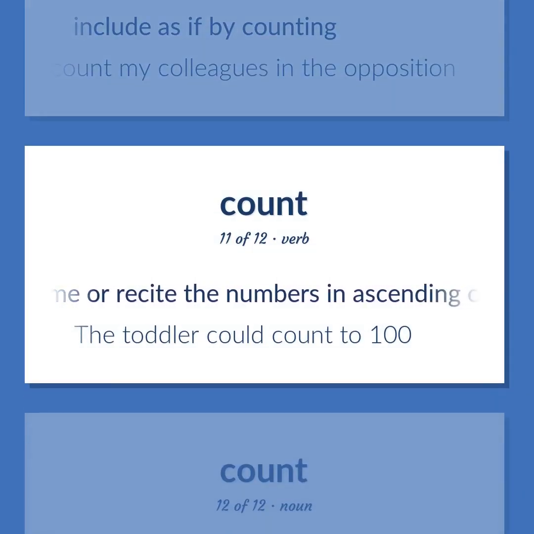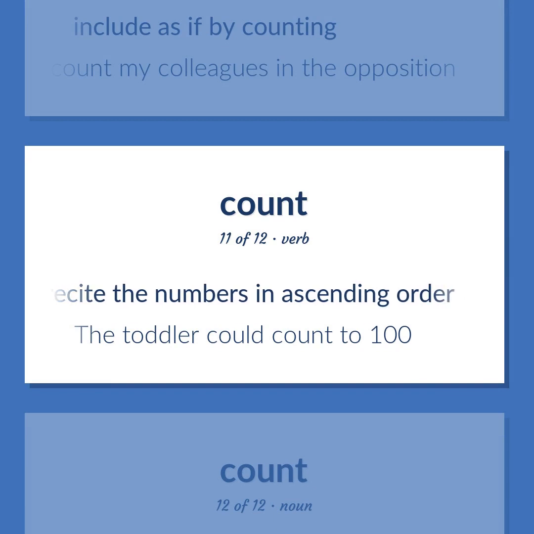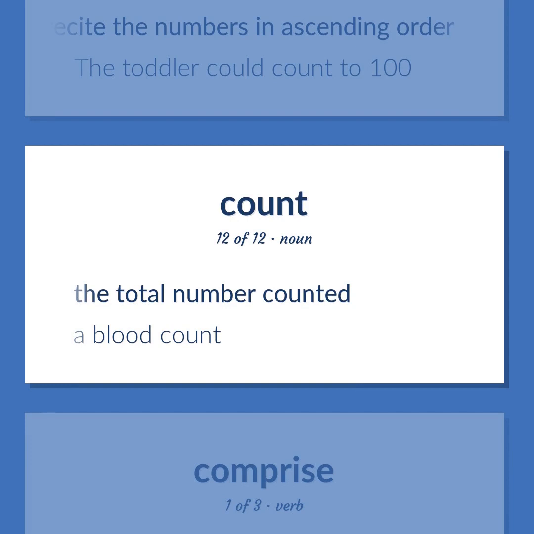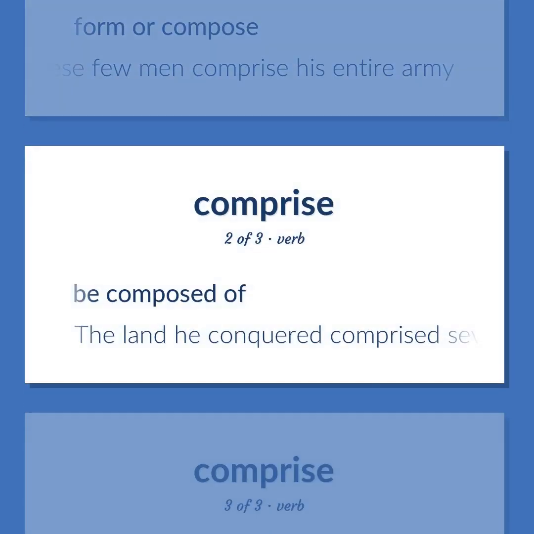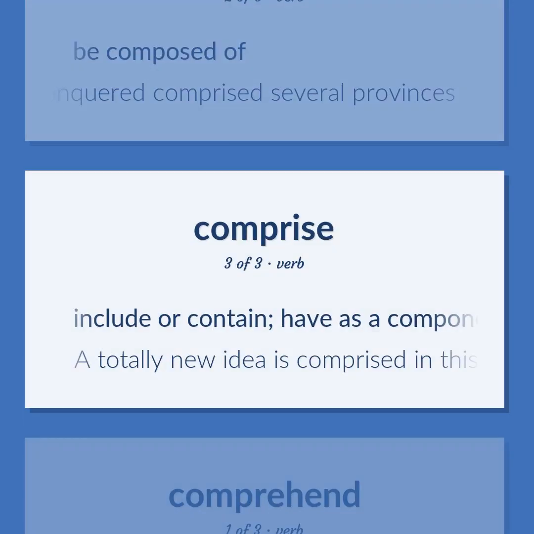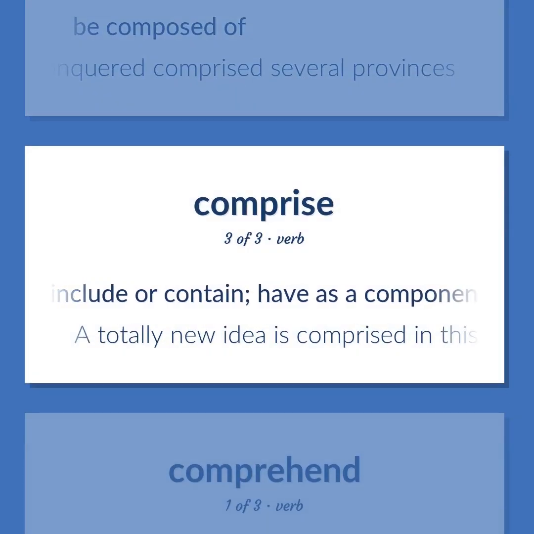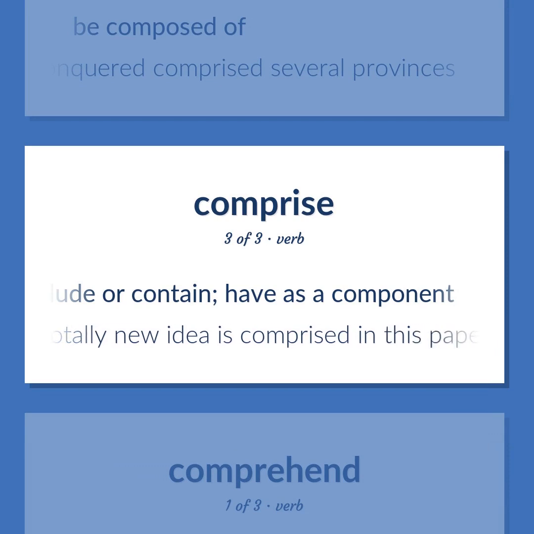Name or recite the numbers in ascending order. The toddler could count to 100. The total number counted. A blood count. Form or compose. These few men comprise his entire army. Be composed of. The land he conquered comprised several provinces. Include or contain. Have as a component. A totally new idea is comprised in this paper.